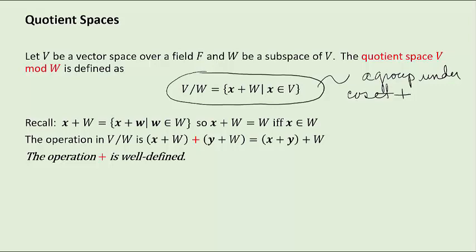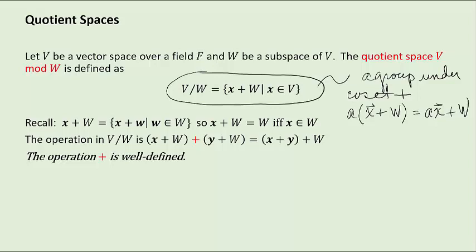We would need to define scalar multiplication on it, and that's easy. Let A be in our field, and then we'll say A times the coset X plus W will simply be AX plus W. And since V is a vector space, all 5 properties of scalar multiplication can be easily proven.